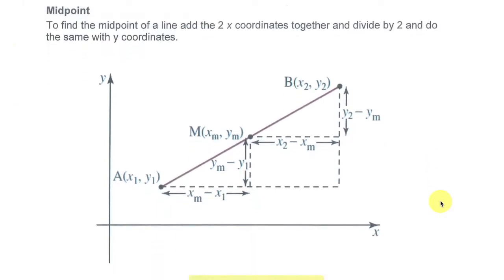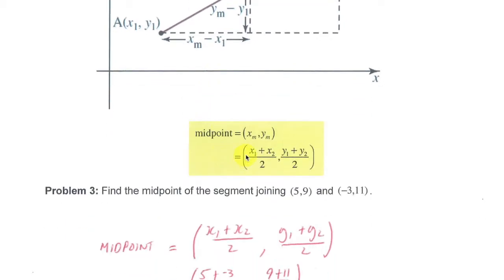We can also work out the midpoint. If I've got point A as x1, y1, and B as x2, y2, the midpoint is going to be halfway between the x's and halfway between the y's. That will represent the midpoint. To work out the x value for the midpoint, I add the two x values together and divide by 2. Same thing with the y's.